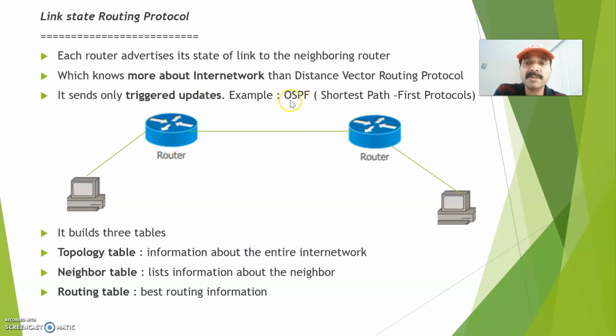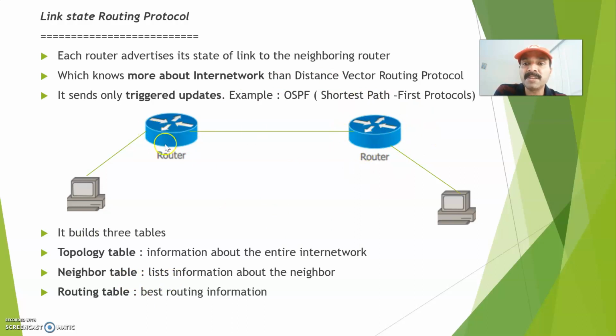And the very good example is OSPF. We also call it the shortest path first protocol, which I'm going to explain in a later session. Also, it builds three tables. One is a topology table, which gives information about the entire inter-network, and the second one is the neighbor table, which gives information about the neighboring router.